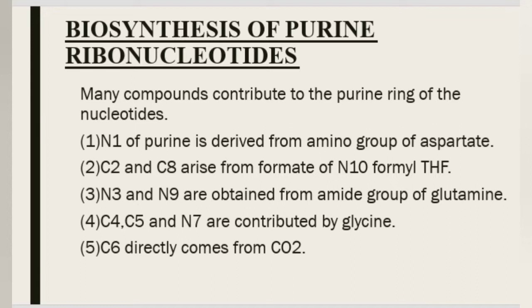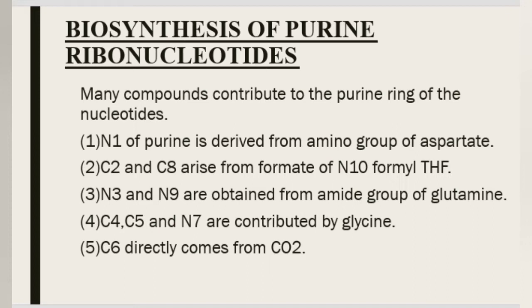So the main components that contribute to the purine ring of the nucleotides are: N1 of purine is derived from the amino group of aspartate. C2 and C8 arise from the formate of N10 formyl tetrahydrofolate, and N3 and N9 are obtained from the amide group of glutamine. C4, C5 and N7 are contributed by the amino acid glycine. C6 comes directly from carbon dioxide.